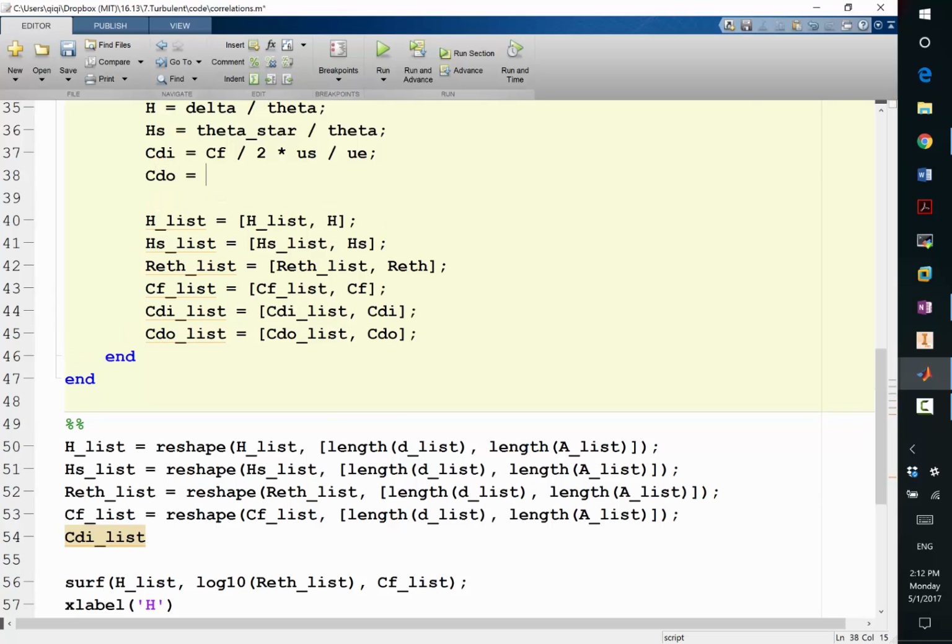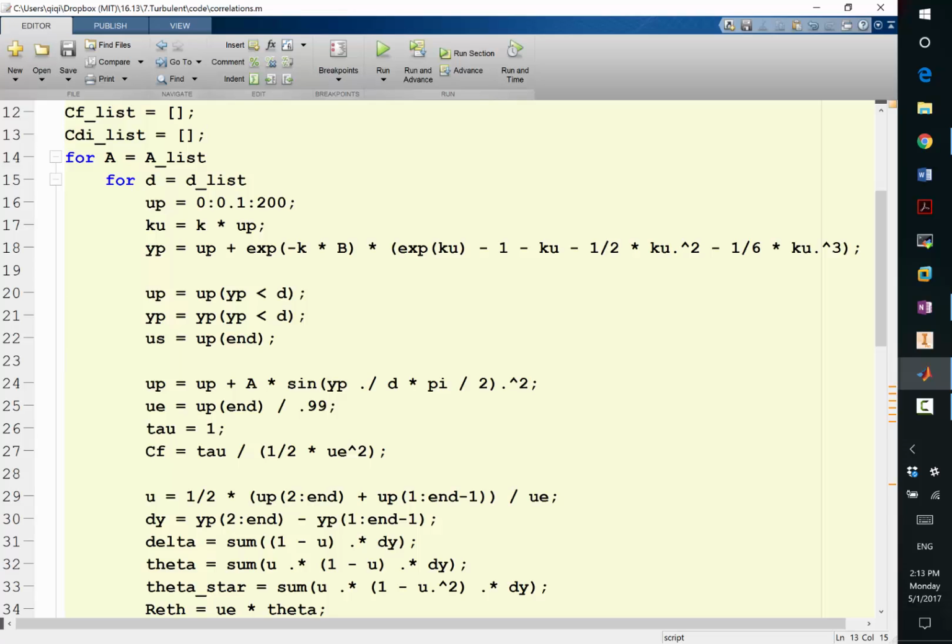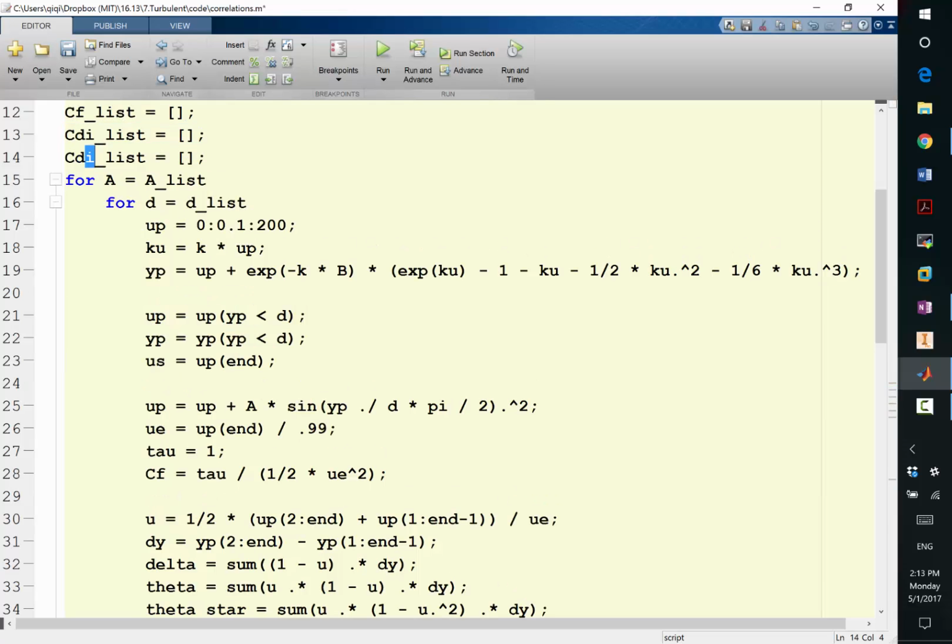So CDO is equal to 1 minus US divided by UE to the cube times 0.09. So 0.09 squared, if the square is correct, and times pi squared divided by 16. All right. So that's my CDO, and also initialize this at CDO.